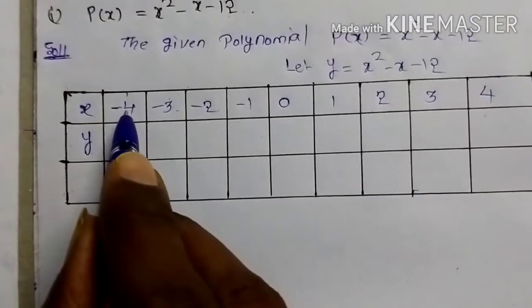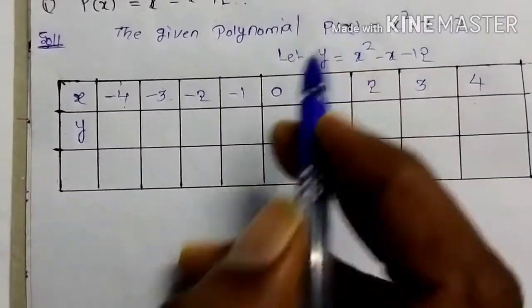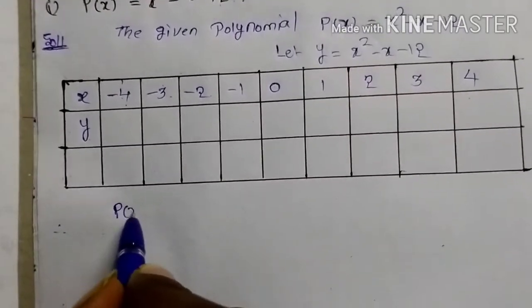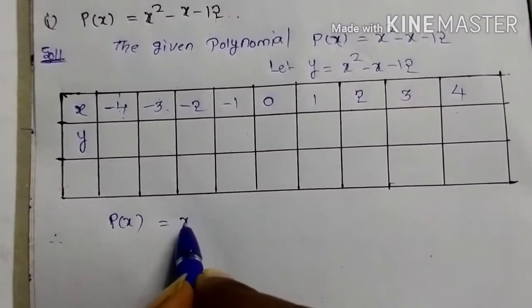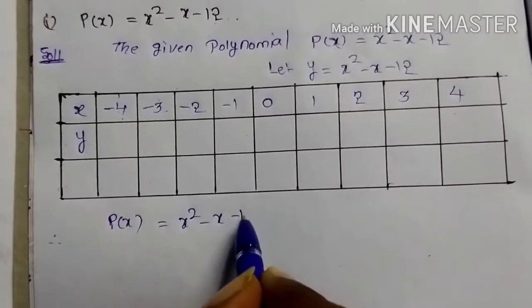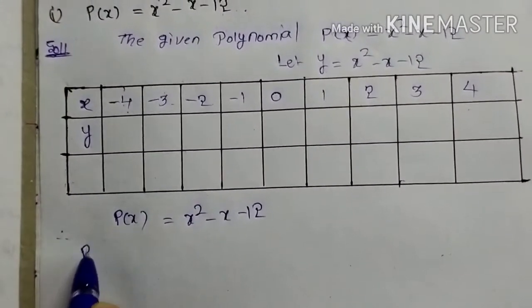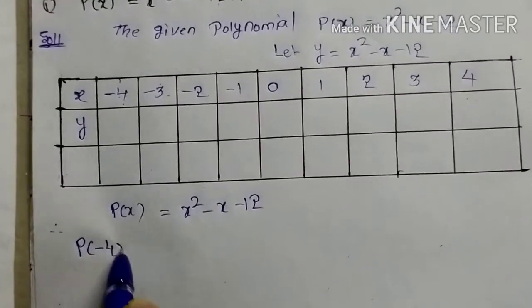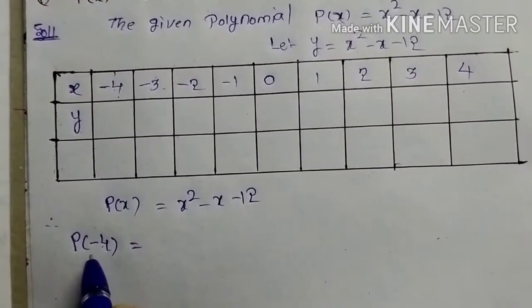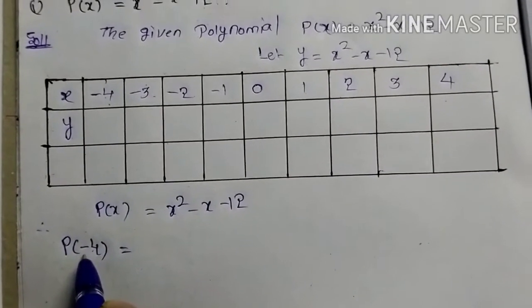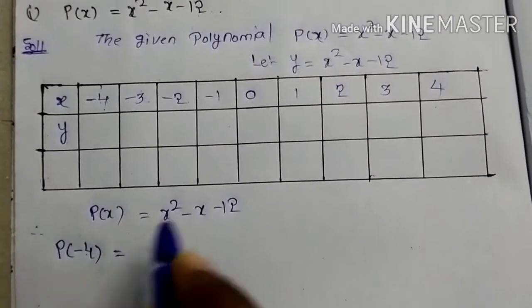That means x is equal to minus 4 means you can write p of minus 4. First of all I am writing p of x is equal to x square minus x minus 12. Now you need to find first p of minus 4. Already you know how to find the values, yes or no? Yes, in the previous exercise.